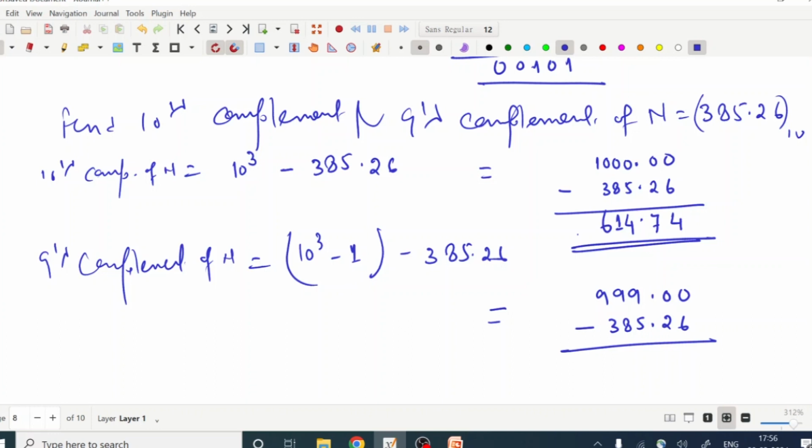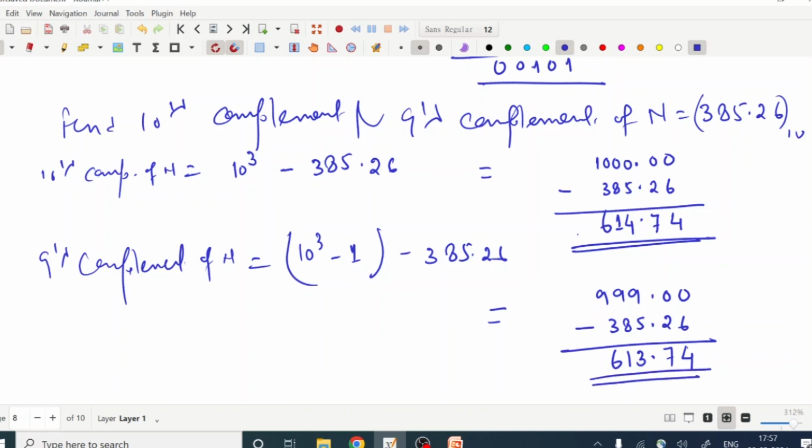What is here? Here we simply subtract. First we take this from 10 to the power... 10 minus 6 is equal to 4. 9 minus 2 is equal to 7. Then 8 minus 5 is equal to 3. Then 9 minus 8 is equal to 1. Then 9 minus 3 is equal to 6.